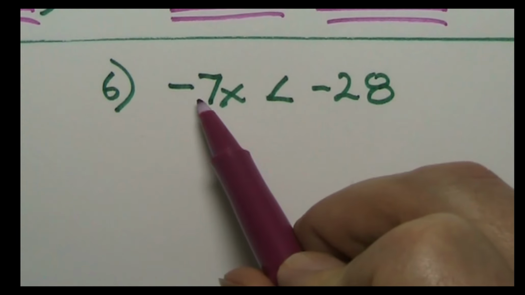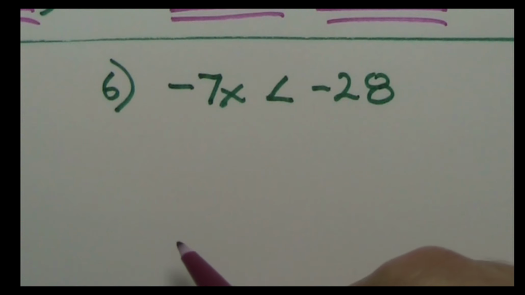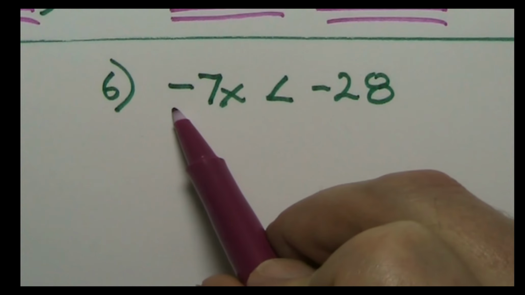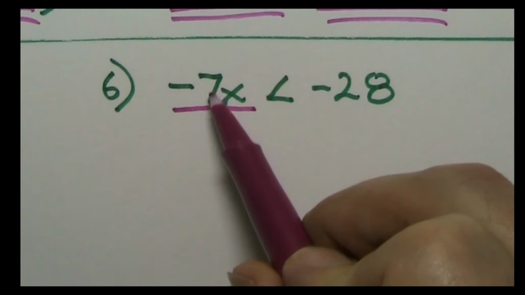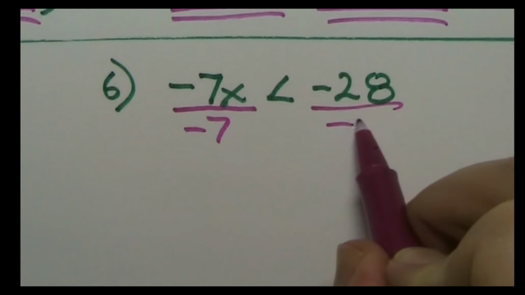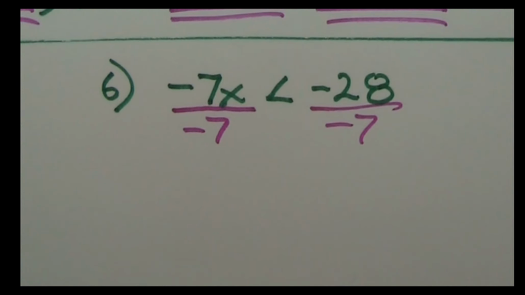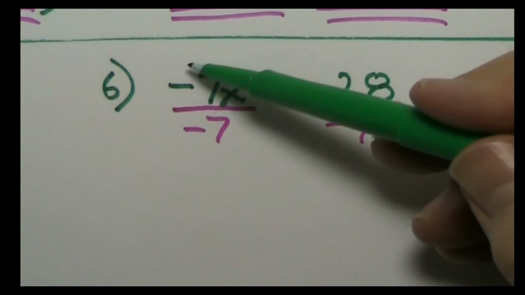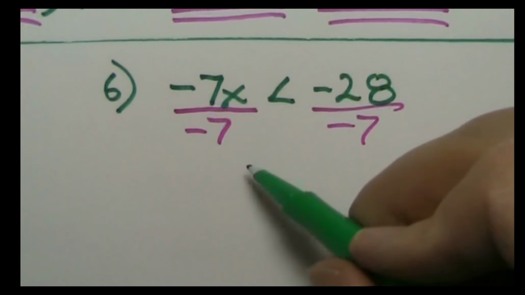Okay, I have -7 times x. So to get rid of the times, you have to do the opposite. You have to divide. To get rid of the -7, divide by -7. Must do that to both sides. So that reduces to 1. 1 times x is x.